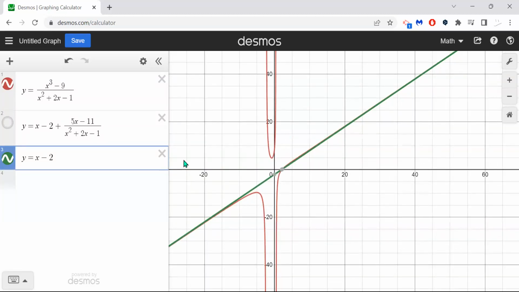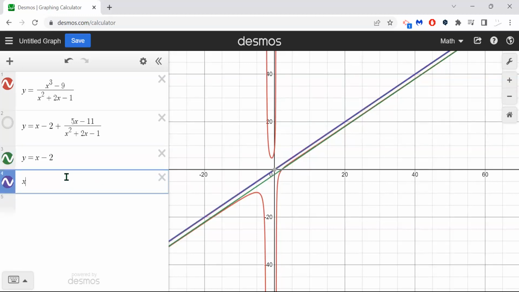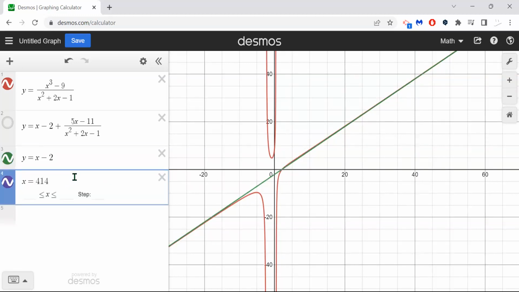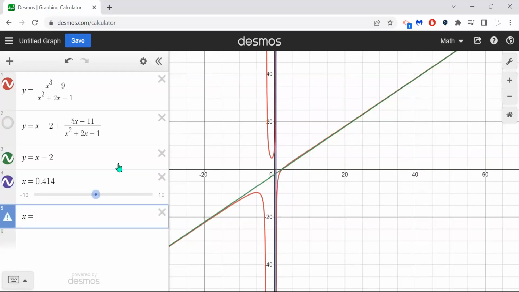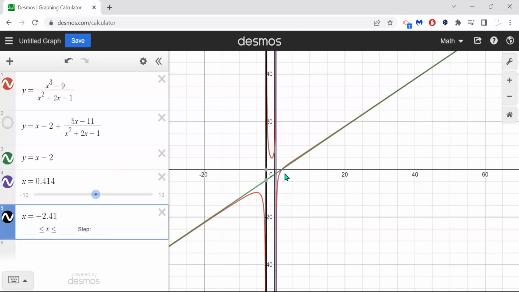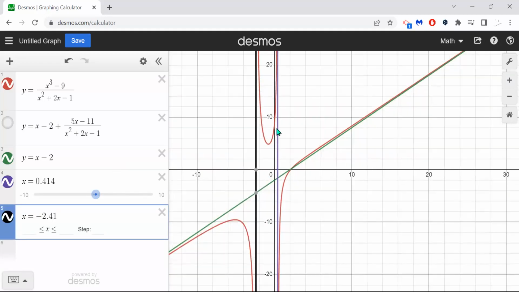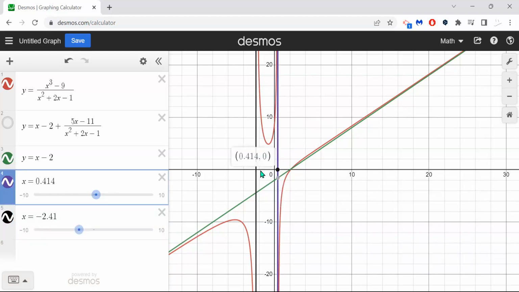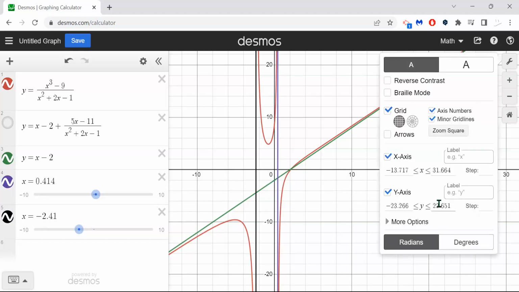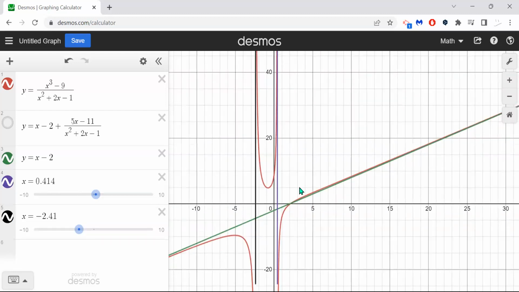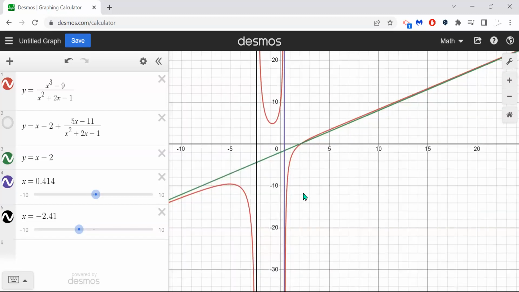Okay, good. How about vertical asymptotes? The two roots we found, 0.414. Okay, it's not exact, so it won't be exactly the asymptote. If you want the exact asymptote, you have to use the quadratic formula. X equals -b plus minus square root of b squared minus 4ac, over 2a. I think it's quite convincing. Something like that. So you get the two vertical asymptotes.